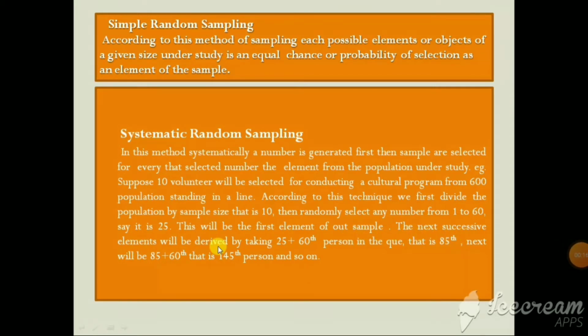The next successive elements will be derived by taking 25 plus 60, that is the 85th person in the queue. Next will be 85 plus 60, that is the 145th person, and in this way we have to collect 10 samples. So one system is there and randomness is there. That is why it is systematic random sampling.